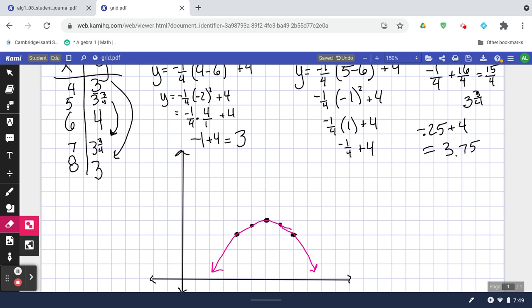All right. Make sure you have some graph paper. Get that 8.4 assignment done. Hopefully you got a practice quiz in class.